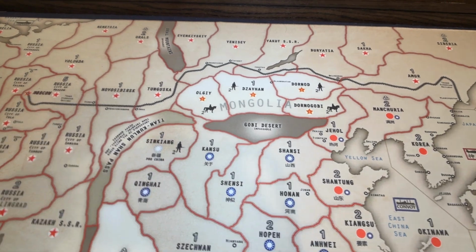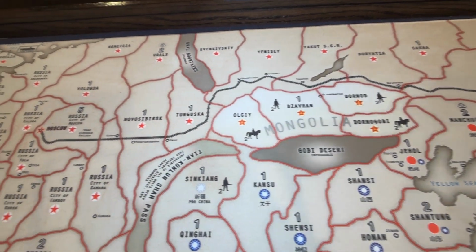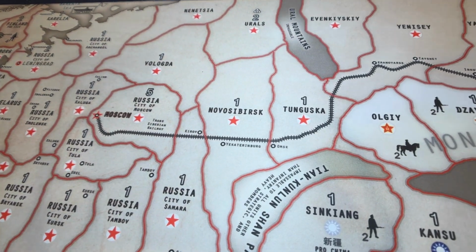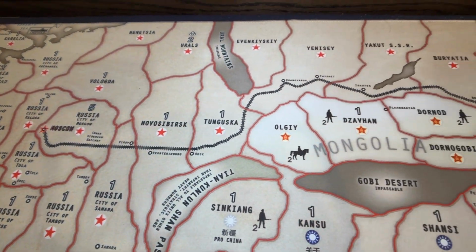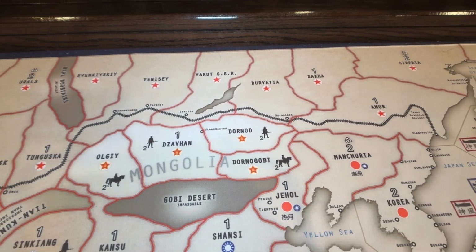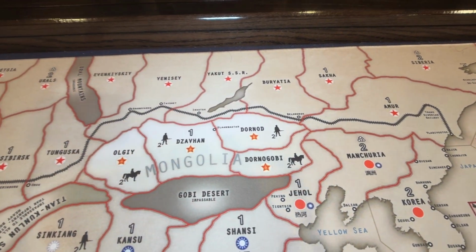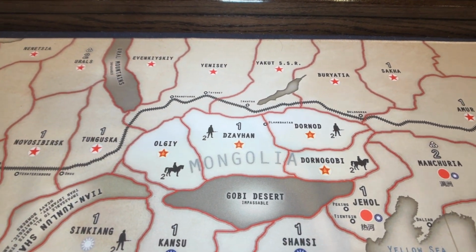You can't do that, though, if the line is broken. There's only one hub for the railroad. It's in Moscow. And if at any point that line is broken, then anything further east along the railroad is inoperable. So what do I mean by that?